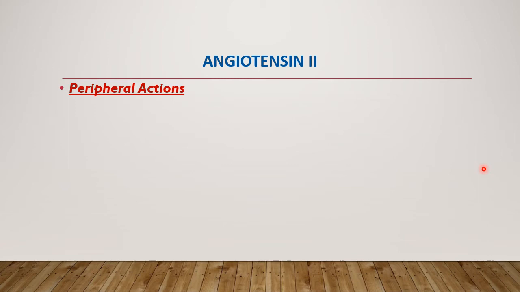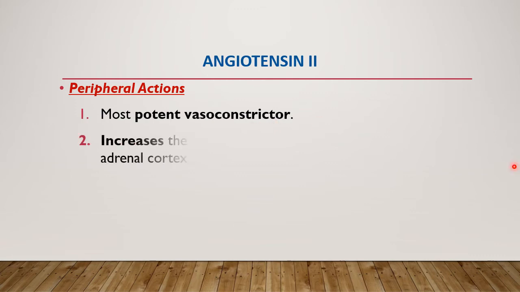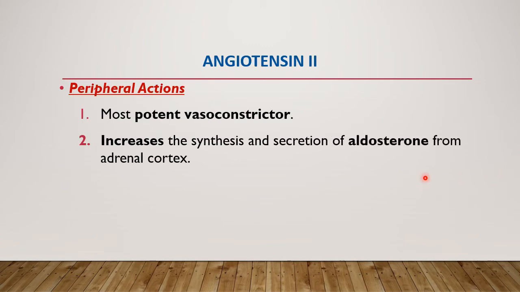The action of angiotensin 2 can be divided into two parts, the peripheral actions and the central actions. Okay. So the peripheral actions of angiotensin 2 are, one, it is the most potent vasoconstrictor. It will constrict the blood vessels, most of the blood vessels. It is even more potent than norepinephrine. So by this vasoconstriction, it will increase the blood pressure.